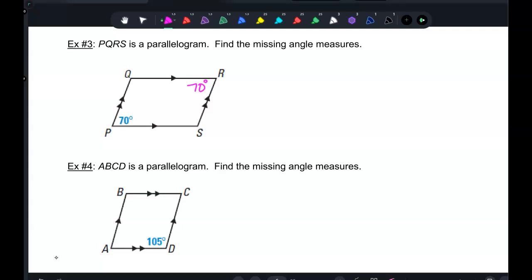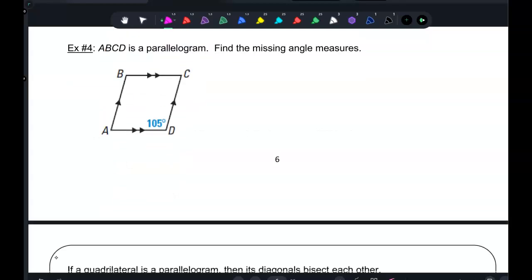So what do Q and S have to be? They also have to be the same, but they have to be supplementary to 70. So 110 and 110. Good. So again, if it's a parallelogram, we know all four angles. This is 105, so angle B also has to be 105. And then 75.